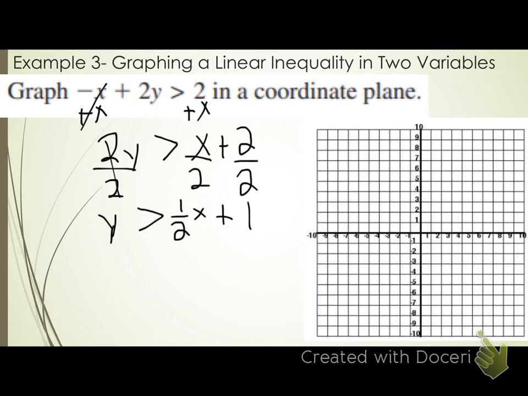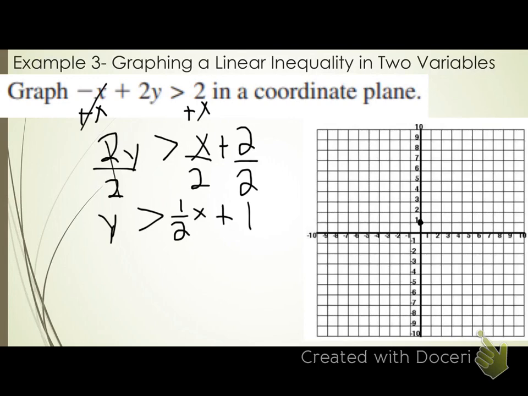If you multiply or divide both sides of an inequality by a negative number, the inequality symbol flips. Luckily, it didn't flip on us in this case. What's my y-intercept here? 1. So I'm putting a point at 1 on my y-axis.